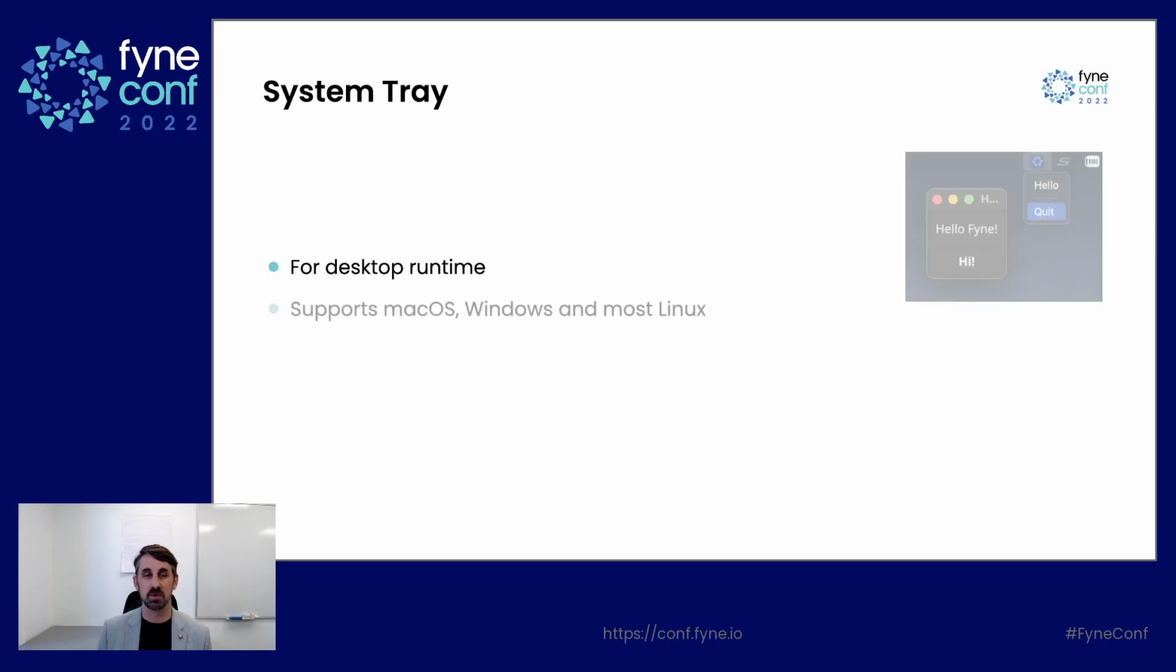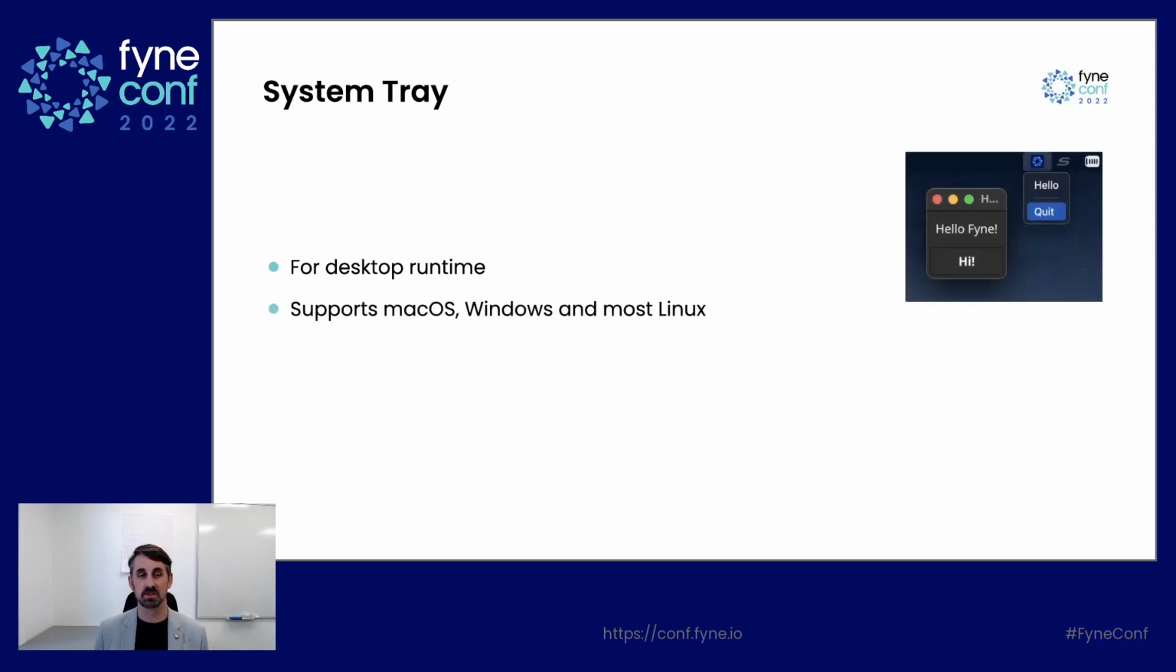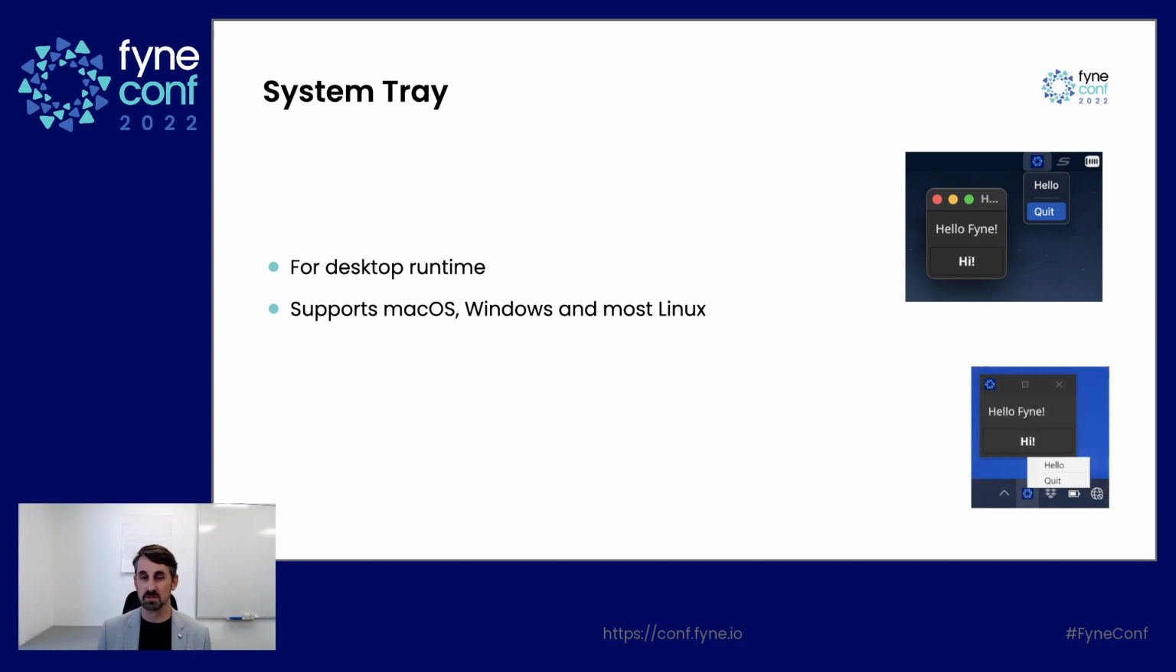You've probably seen it around before. It supports macOS, Windows, and most Linux systems. So the macOS is what you see in the screenshot there. The Windows looks exactly like you would expect there. And the Linux is most systems because they do need to be running the modern spec, which is the dbus communication for App Indicator, but almost all desktop Linux is now running that.